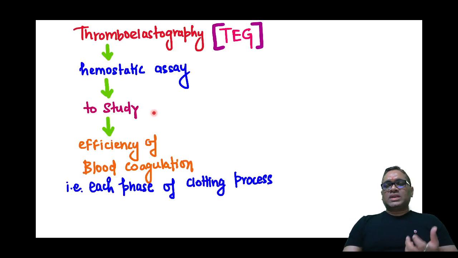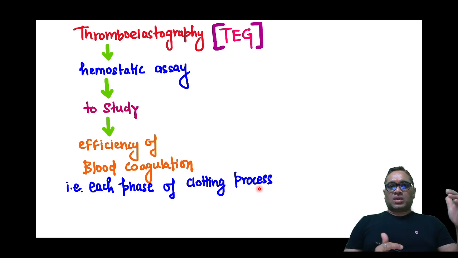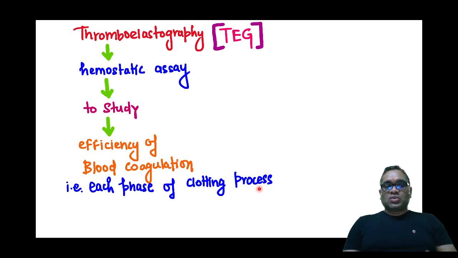So what is thromboelastography? As I said, this was the question also in previous year INICET exam. It's a hemostatic assay to study efficiency of the blood coagulation, right? So how we are going to study efficiency? As I said in the previous slide also, efficiency of blood coagulation means each phase of the clotting process. Each phase of the clotting process where you are going to see platelet involvement, fibrin accumulation, then fibrinogen to fibrin conversion, then fibrin lysis. So all these steps we can analyze. That is why I said efficiency of the blood coagulation.